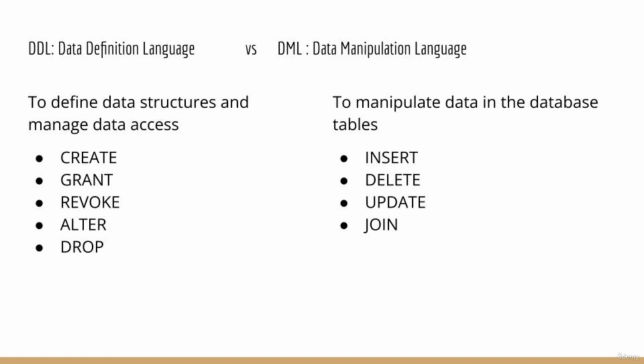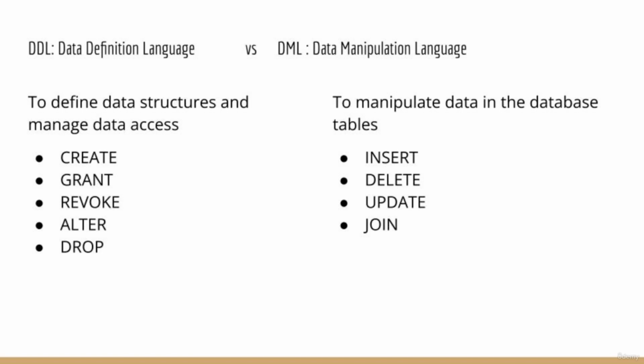Moving on to ways to deal with data, DDL and DML. In relational databases, there are two languages, the DDL, or Data Definition Language, and DML, or Data Manipulation Language. Let's look into the difference between these two languages. DDL is Data Definition Language, which is used to define data structures and manage access to them, as well as the data contained within them. It's how we deal with the tables in the database.